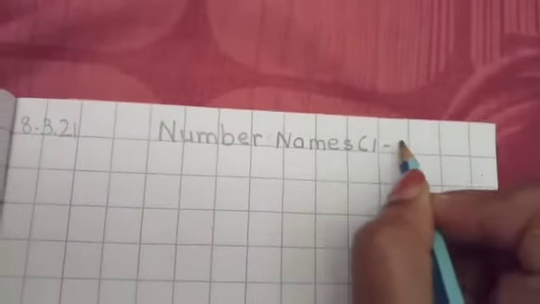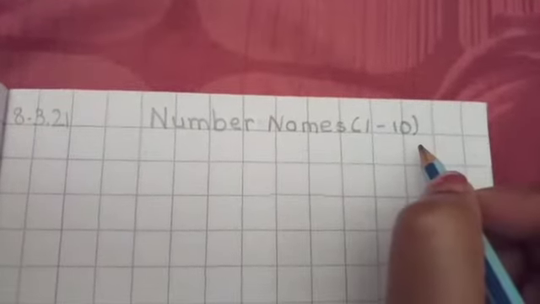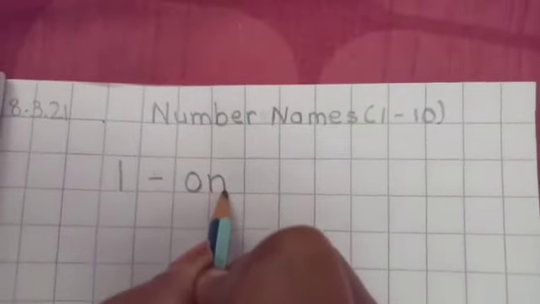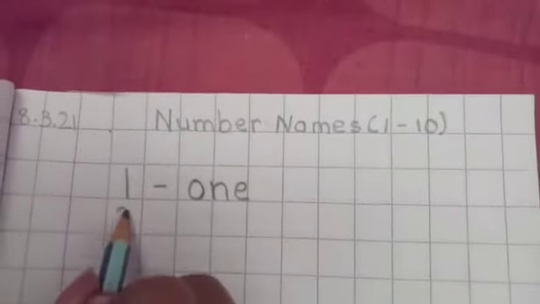Put a bracket. Write 1 dash 10 and close the bracket. Number names 1 to 10. Then leave a line. Then near to the margin line leave a box and write 1 dash O-N-E 1 without leaving a line.